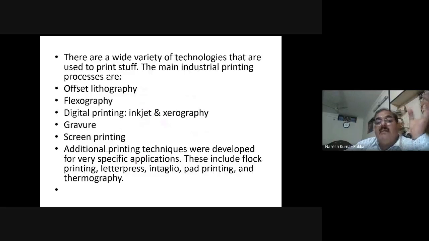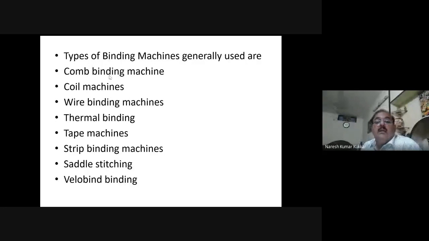There are a wide variety of technologies that are used to print stuff. The main industrial processes are offset, lithography, flexography, digital printing, gravure, and screen printing. Additional printing processes include flow printing, letterpress, intaglio, pad printing, and thermography. Binding machines are also there: comb binding, coil machines, wire binding, thermal binding, tape machines, tip binding, saddle stitching, and bellow binding. These are the binding machines.